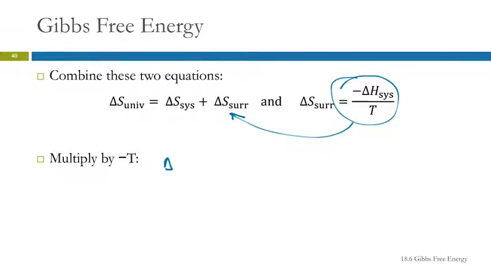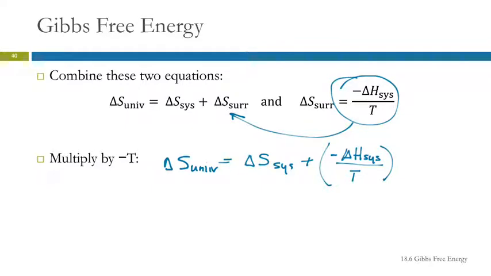So I'm going to get delta S universe is equal to change in entropy for the system. And then this is a negative. I'll just do it like this. Plus negative delta H system over T. Okay with that? Let's multiply both sides by negative T.